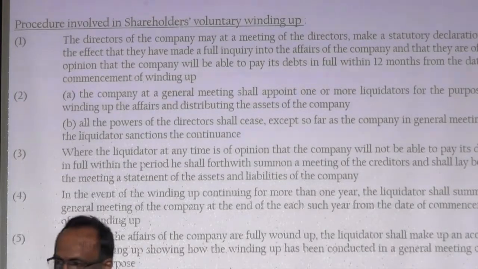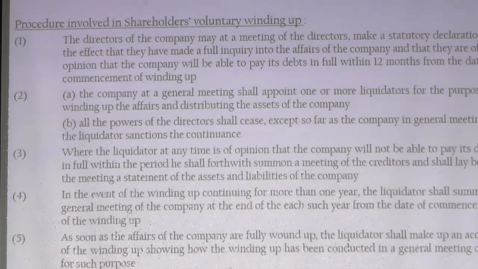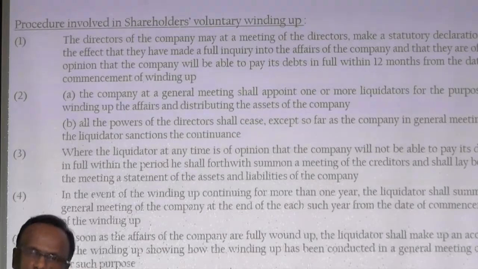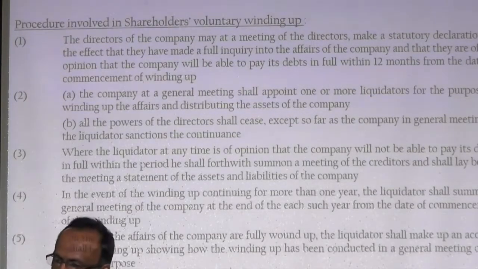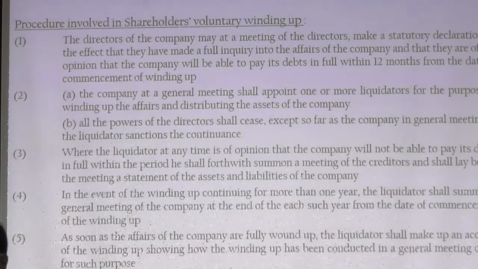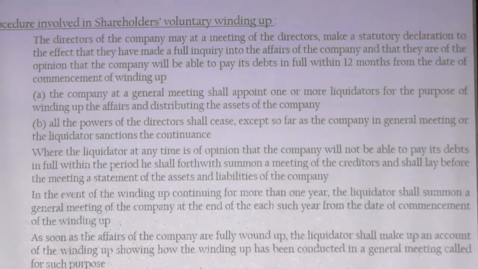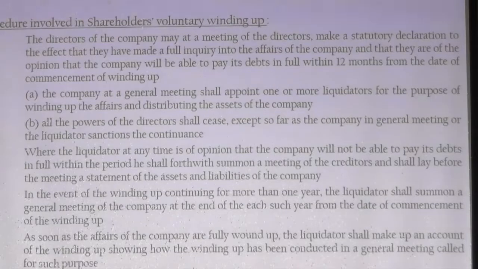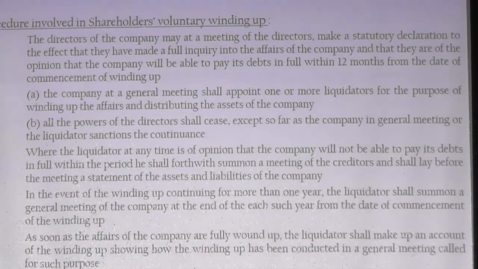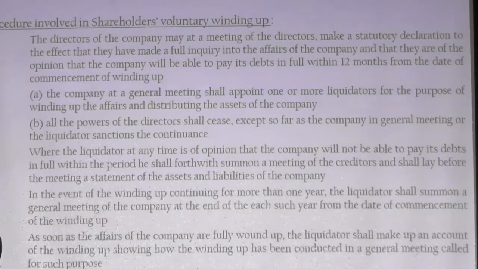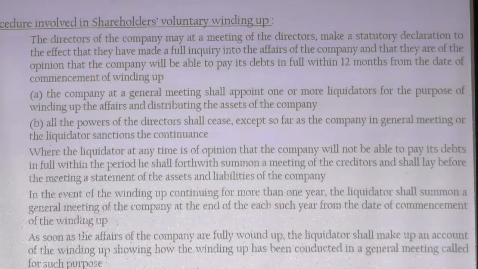Now, the procedure involved in shareholders' winding up on one hand and creditors' winding up on the other hand can be discussed in two different ways. First, let me discuss the procedure involving shareholders' voluntary winding up. In the first place, the directors of the company may at a meeting of the directors make a statutory declaration to the effect that they have made a full inquiry into the affairs of the company and that they are of the opinion that the company will be able to pay its debts in full within 12 months from the date of commencement of winding up.